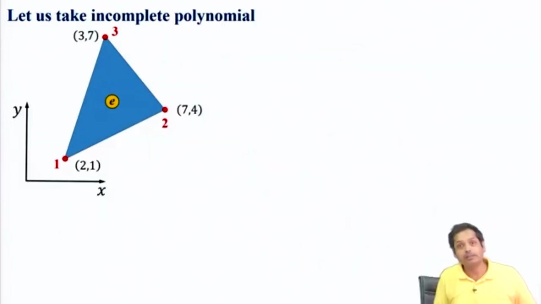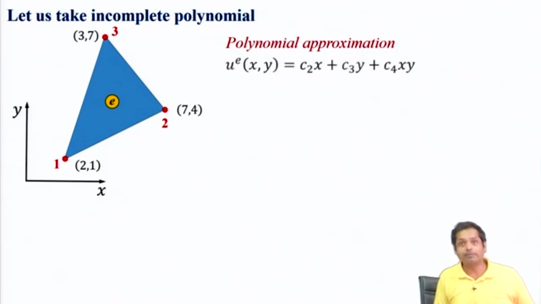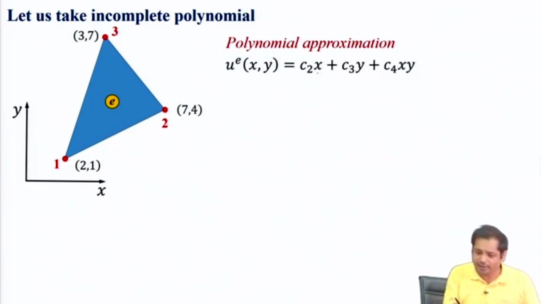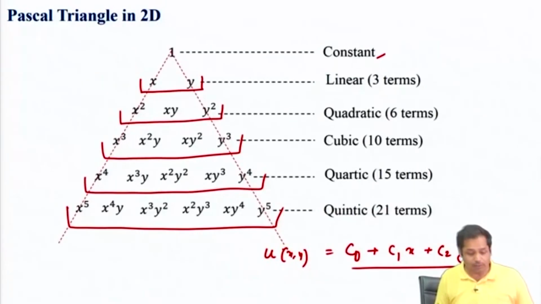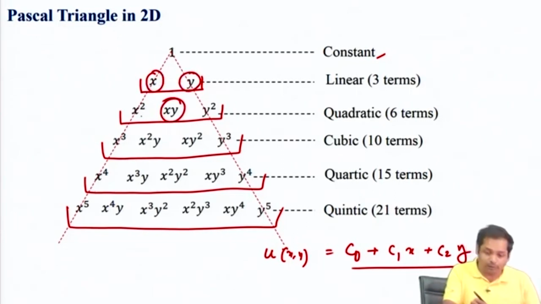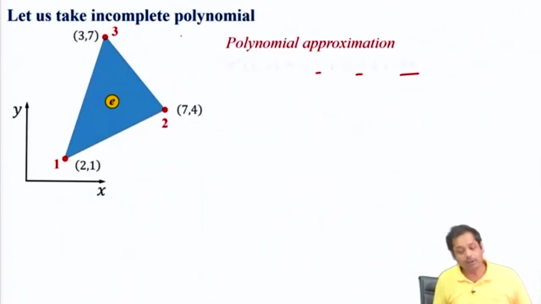Now what we do is we take an approximation like this. Let us not take the constant term. The linear terms we have taken, this term and this term. So in Pascal triangle, we have taken these terms, but we have removed the constant term. Let's see what the consequence is.